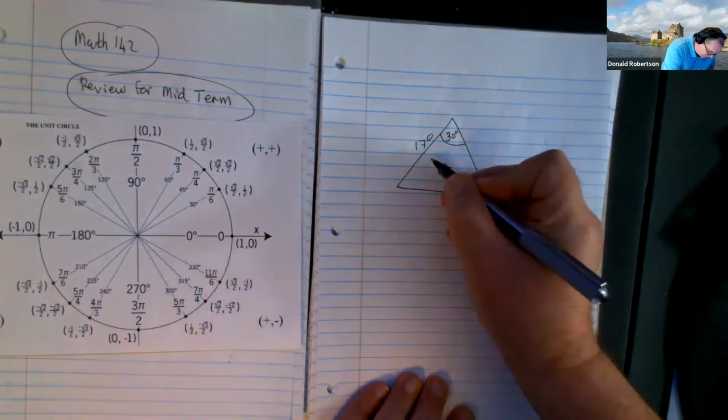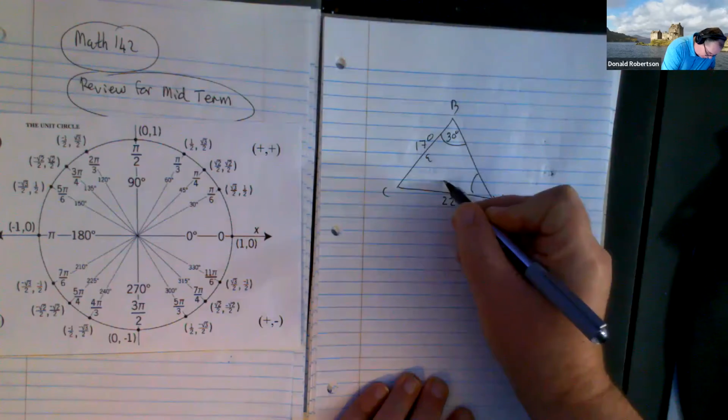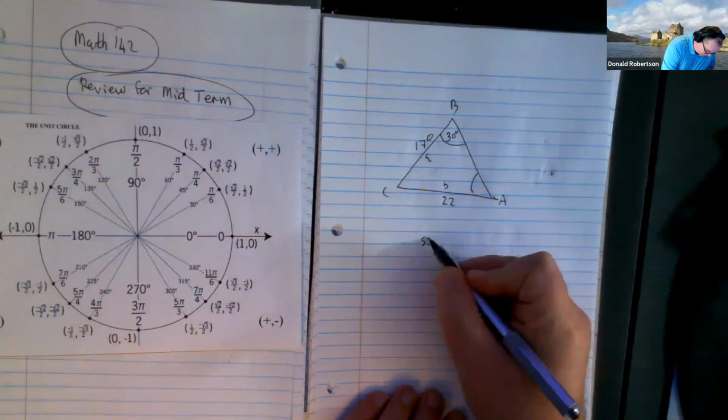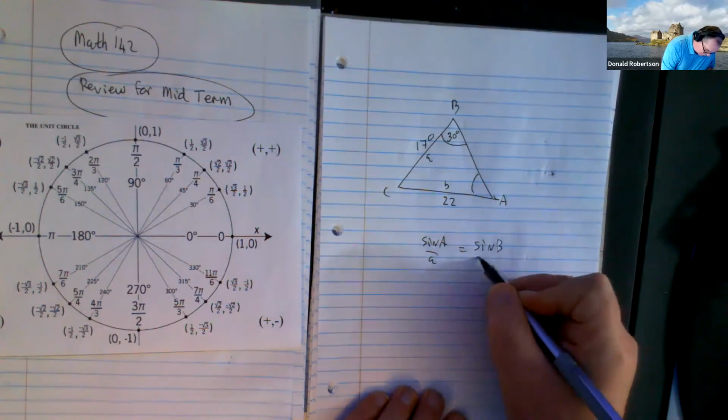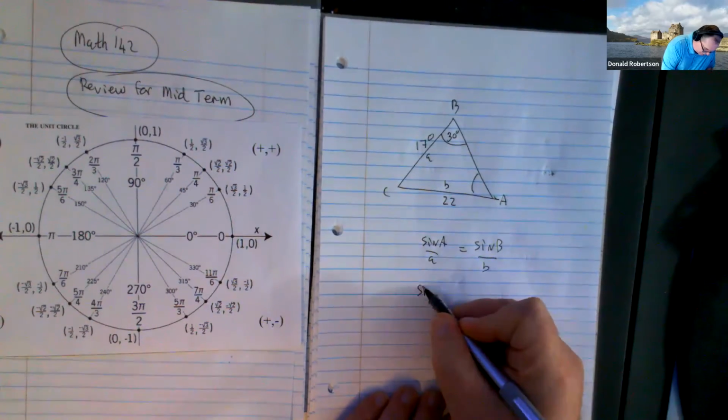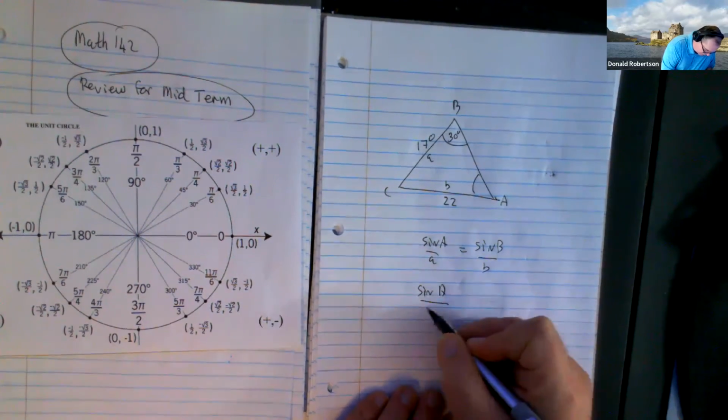And this would be little a, I'll call that B and C. This would be little b, and you would be doing sine A over little a. You'd be doing sine B over little b. And you know little a is 170.